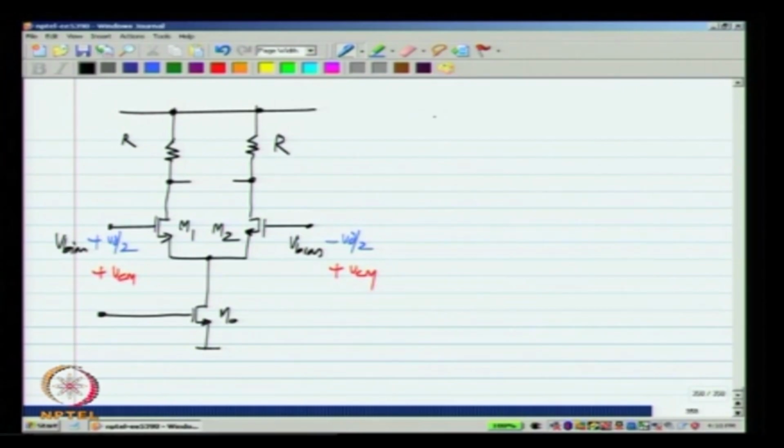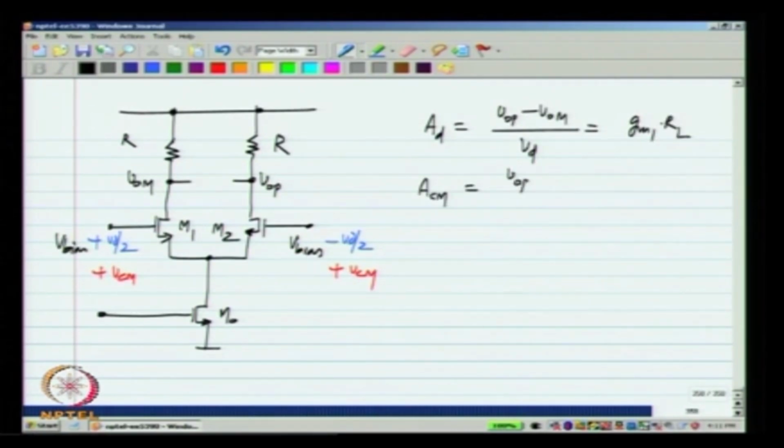Now, the differential gain of this amplifier, which is VOP minus VOM by VD, we know is GM1 times RL. The common mode gain of the amplifier, which is VOP plus VOM by 2 divided by VCM, this again we have worked out, it is R by 2 times RDS0.